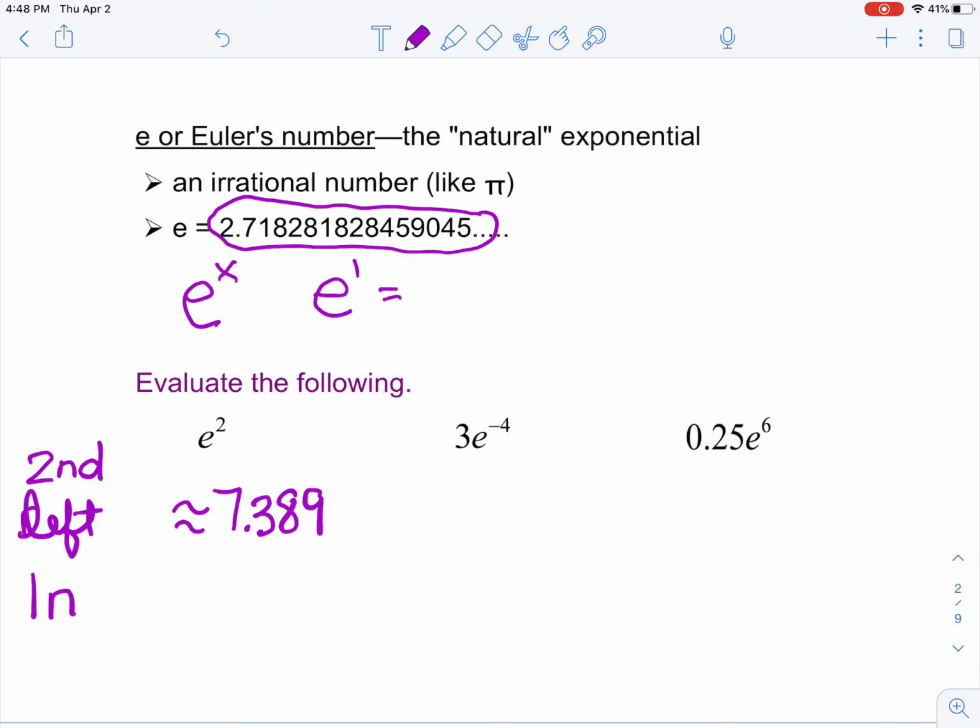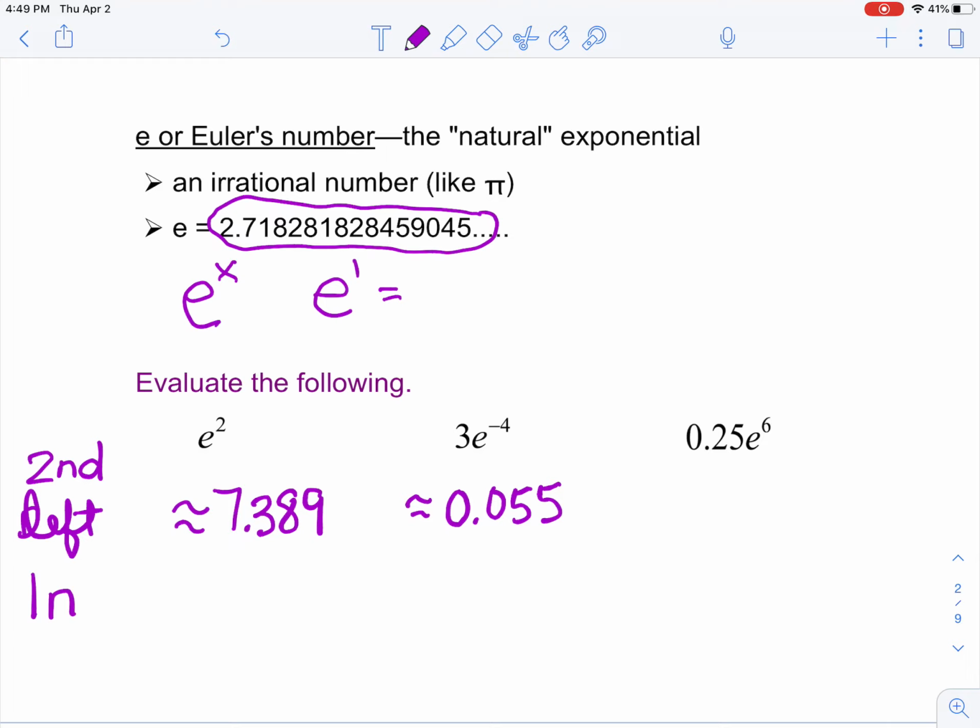When you get to your homework, just do what they ask. All right, so now try 3 times e to the negative fourth power on your calculator. Now check while I'm doing this, you should get approximately 0.055. Don't forget, you have to use your negative sign at the very bottom. You can't use the minus sign for that.